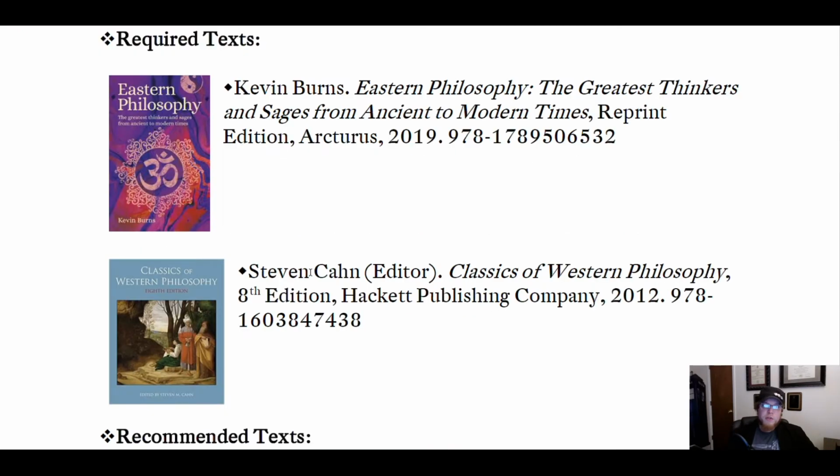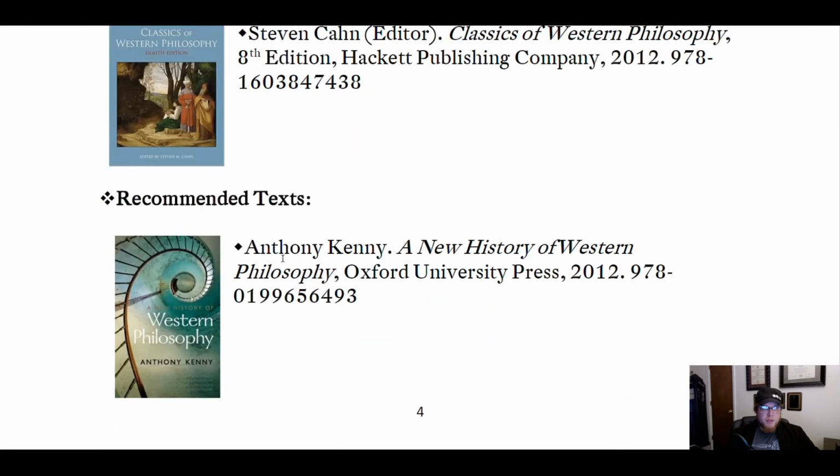Now, the required texts for the course are Kevin Burns' Eastern Philosophy: The Greatest Thinkers and Sages from Ancient to Modern Times, and Stephen Kahn's Classics of Western Philosophy. We will spend most of our time in the Kahn book, but the Eastern Philosophy book by Burns will help round us out a little bit, and I'll have a specific section in the course where we'll deal with some Eastern philosophy stuff and the interplay between them. There is one recommended text for the course too, which is Anthony Kenny's A New History of Western Philosophy. This gives a lot of background to the stuff that's going on in the Kahn stuff.